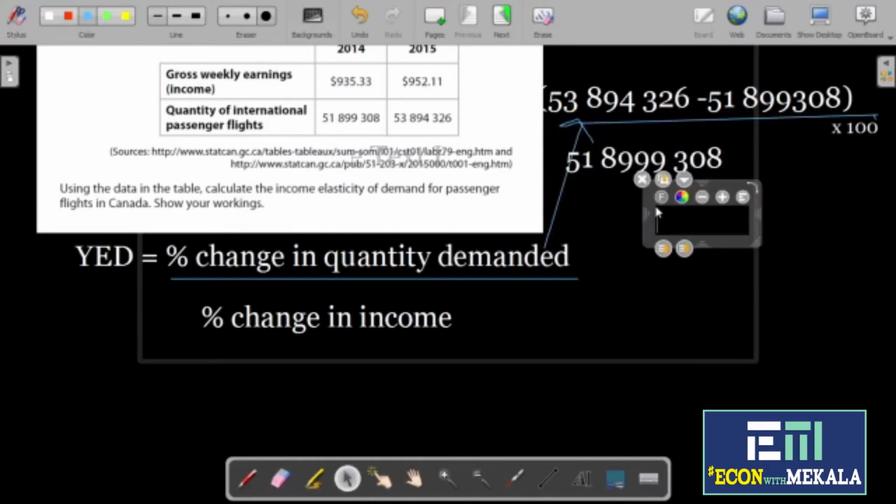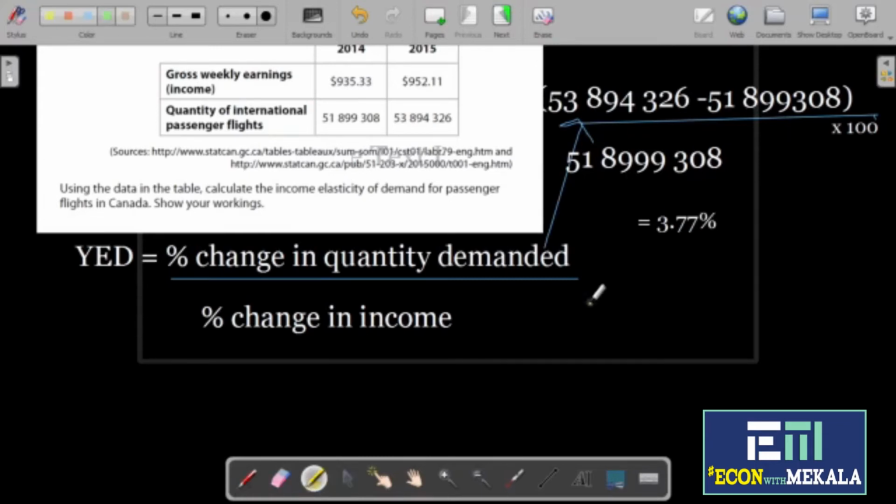So the percentage change in quantity demanded is 3.77. Remember in the exam, if you get more decimals, providing your answer to 2 decimal places would be sufficient. But you need to show the workings. How did you get this 3.77? By showing this part, you can score another mark. So if you have done the formula and this first calculation with working, you will receive 2 marks.